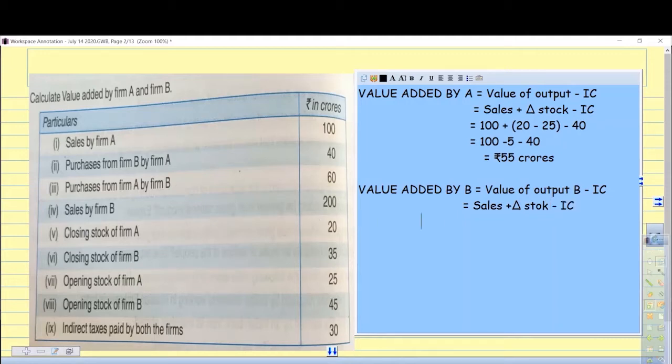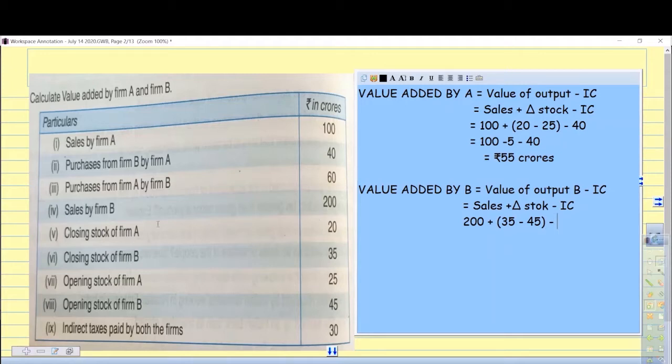Yes. So sales is given here. Sales by firm B is 200. Then plus change in stock we have to find out. That is closing stock minus opening stock. Closing stock of firm B is 35 minus opening stock of firm B is 45. I will close the bracket.